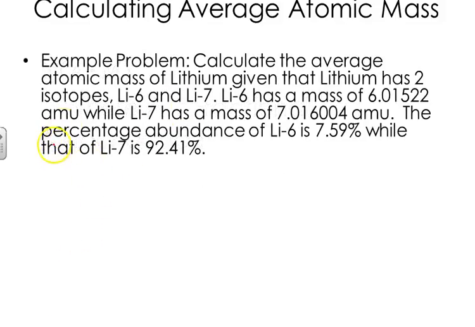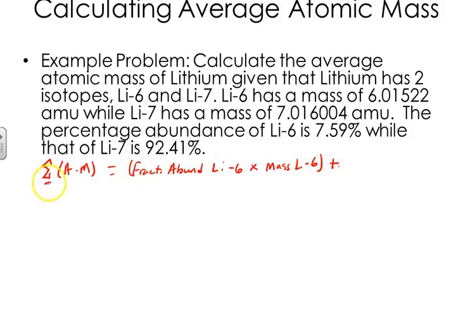Okay, so looking at our sum of A times M, that's going to equal the fractional abundance of lithium-6 times the mass of lithium-6, plus, that's where the sum of comes in, plus fractional abundance of lithium-7 times mass of lithium-7.